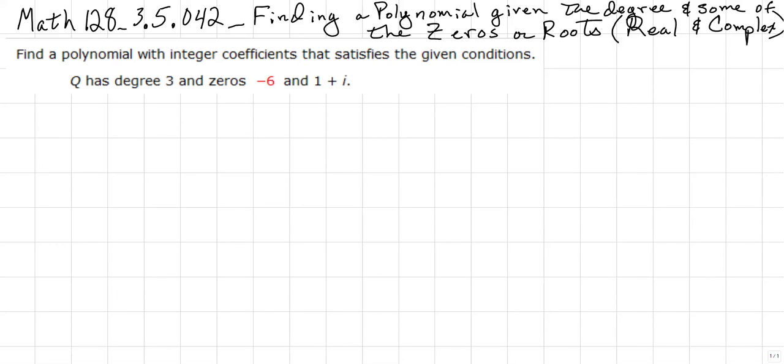Find a polynomial with integer coefficients that satisfies the given conditions. Q has degree 3 and zeros -6 and 1 plus i.